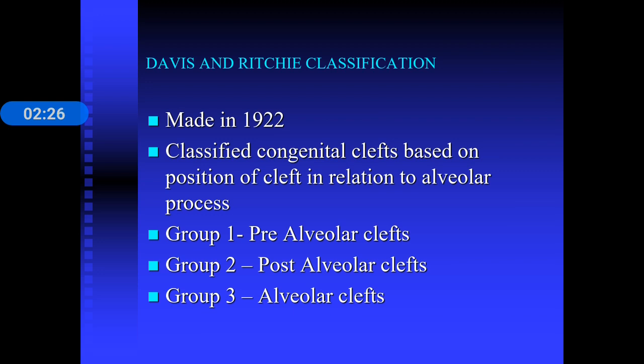Now the classification began as early as 1922. The Davis and Ritchie classification classified the cleft in relation to the alveolar process. There were three groups: Group 1 is the pre-alveolar cleft, Group 2 is the post-alveolar cleft, and Group 3 is the alveolar cleft.